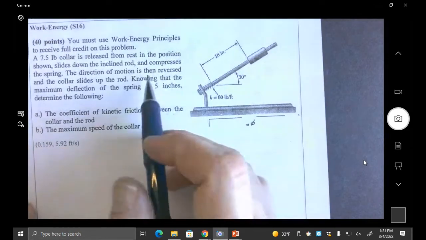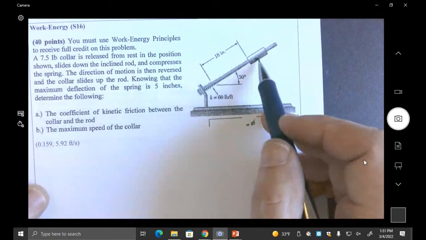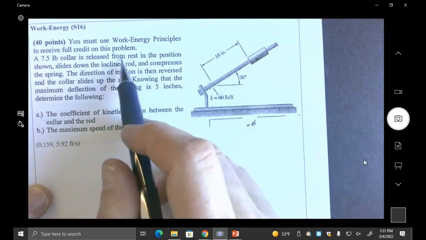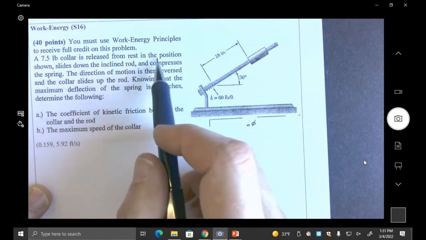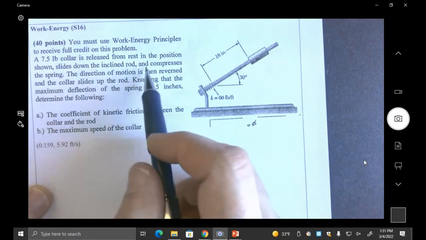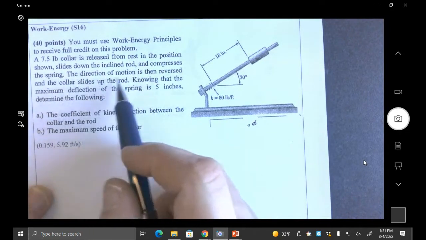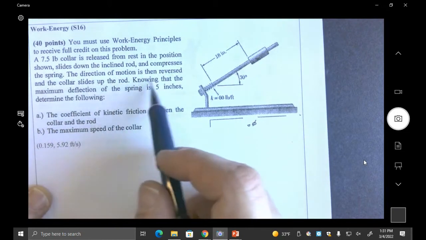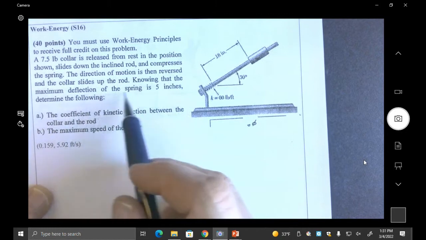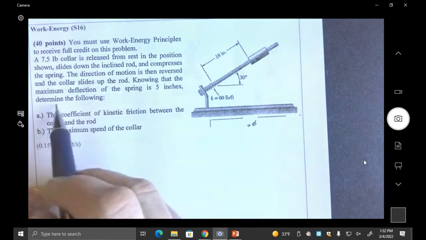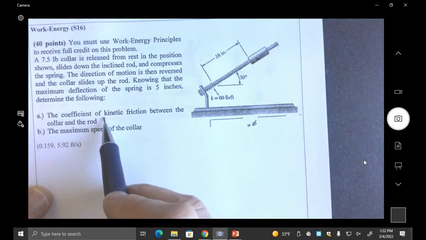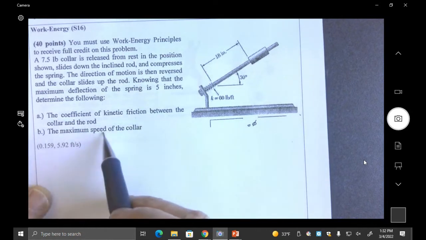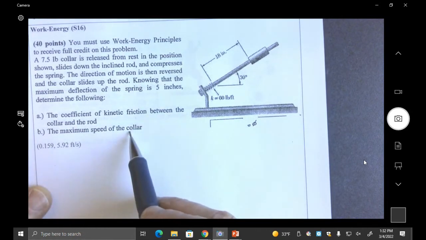You must use work energy principles. Okay, so we got a 7.5 pound collar released from rest. All right, so it starts out with a kinetic energy of 0. In the position shown, it slides down the incline rod and compresses the spring. The direction of motion is then reversed and the collar slides up the rod. Knowing that the maximum deflection of the spring is 5 inches, determine the following: the coefficient of kinetic friction between the collar and the rod, and the maximum speed of the collar.